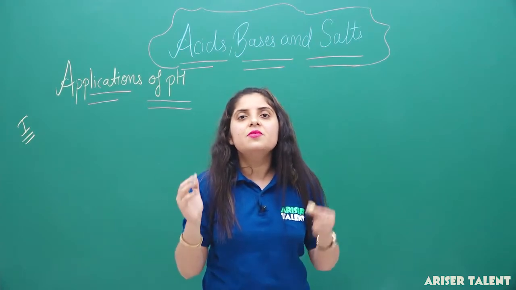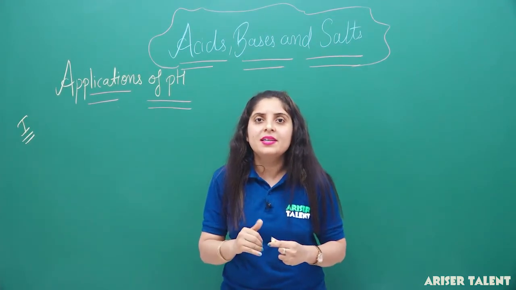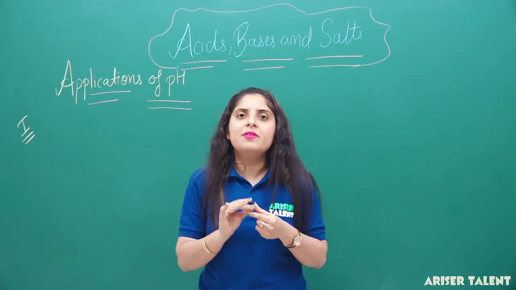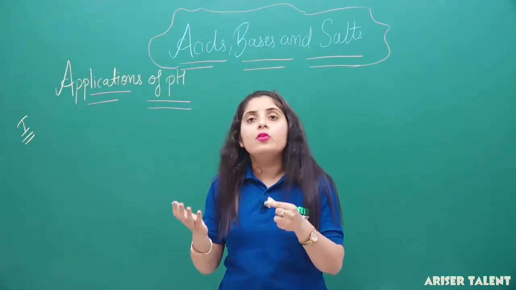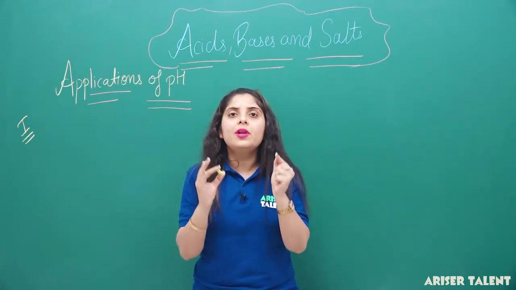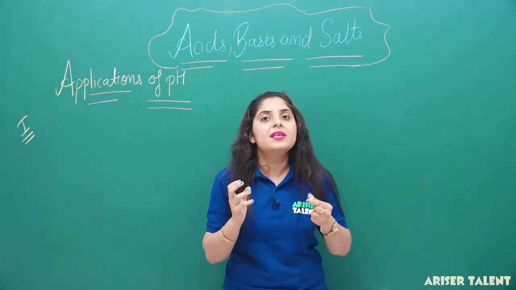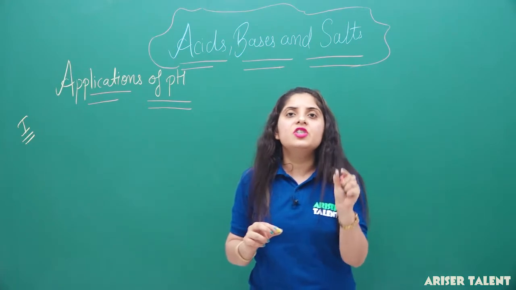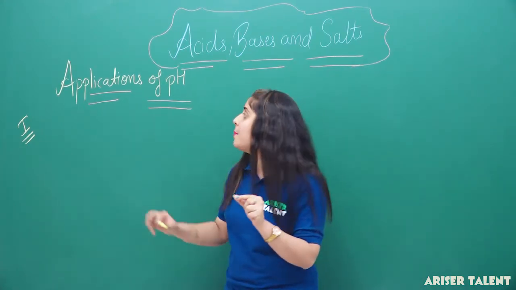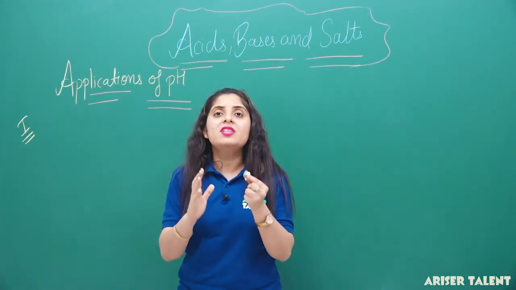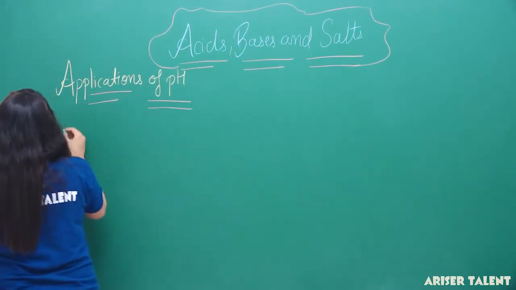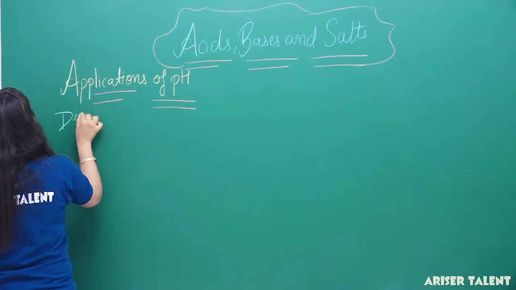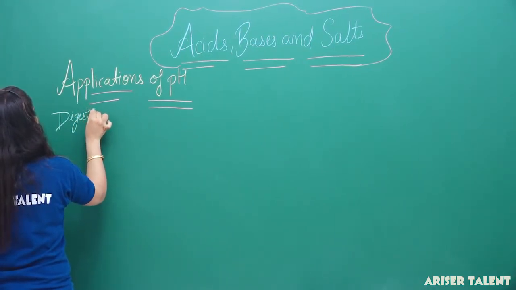These antacids will neutralize the effects of acid, and we have a variety of antacids available like milk of magnesia, ENO, etc., which will neutralize the effects of the acid, and the neutralization reaction will take place in our body. So the digestion of food in humans is an example of pH, because the pH range of our body gets disturbed. So the first application of pH will be in the digestion of food.